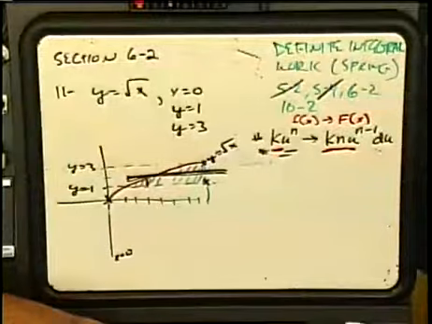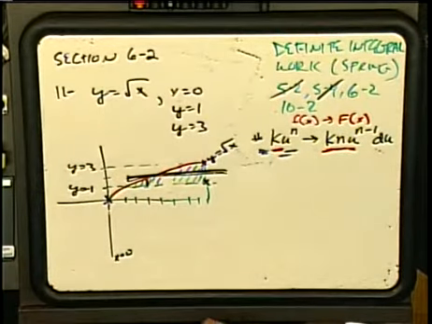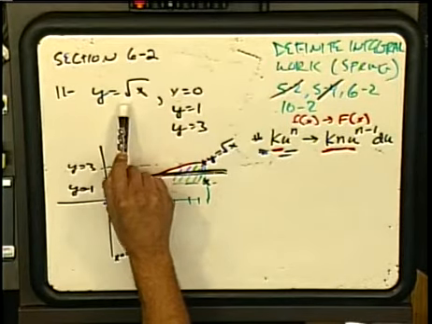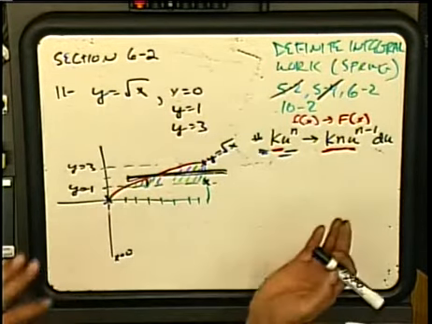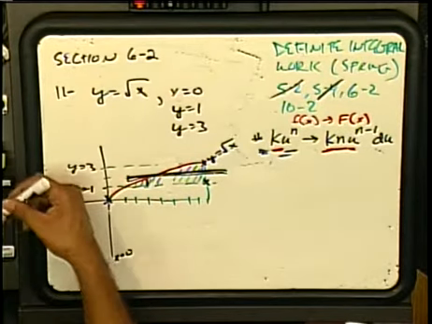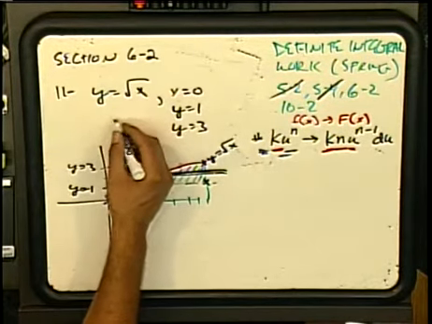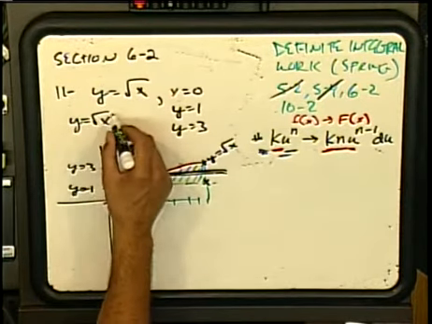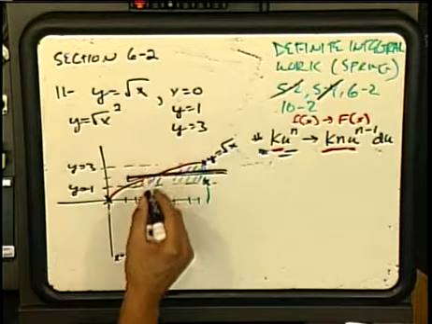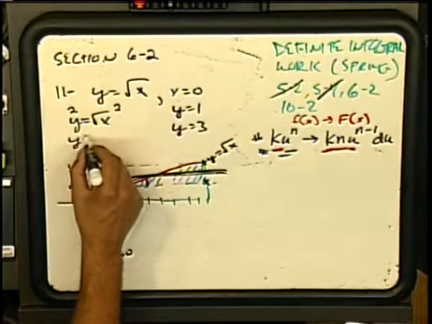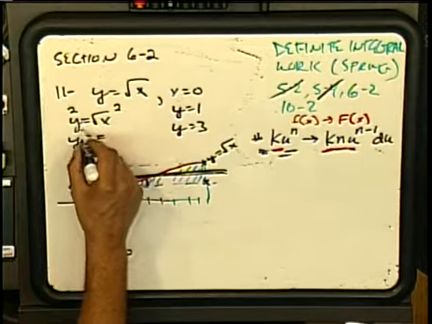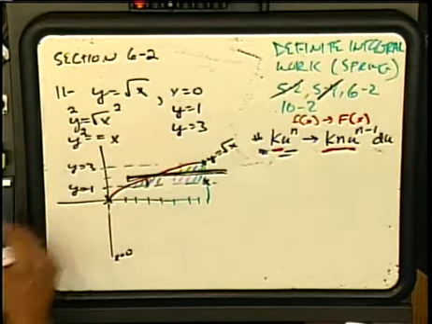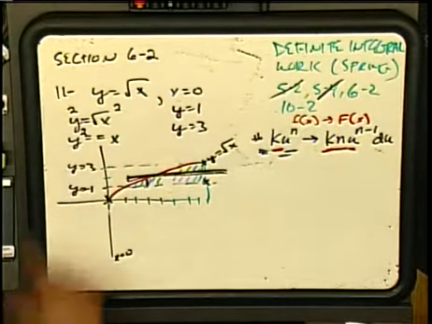Okay. So we still want that same area, just a different way. We're looking at it this way. So we have to rewrite this to reflect that. Basically, you want to rotate the axis, and to do that, you have to solve for x. So y equals square root of x. Solve for x. Square both sides. y squared equals x. So that's your function.